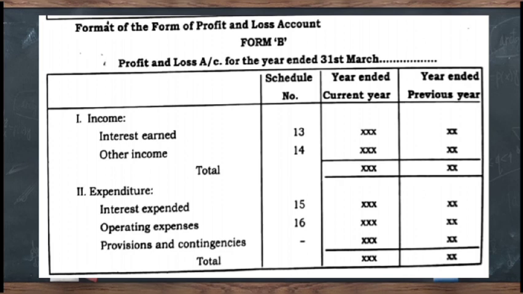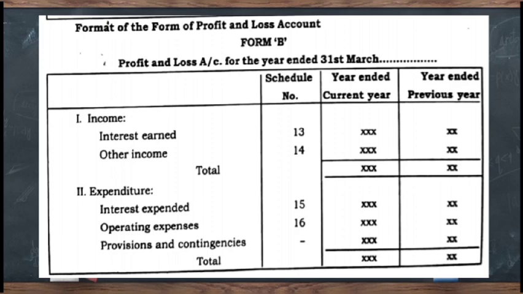The next item, provisions and contingencies, does not carry any note number, but items like provision on debtors, like RBD, RDD, etc., must be shown under this item, that is provisions and contingencies. When you take the total of note number 15, 16 and provisions and contingencies, you get the total of expenditure for the current year. Then the profit for the current year can be calculated by deducting the expenditure from the income. This is how we prepare the profit and loss account of banking companies.